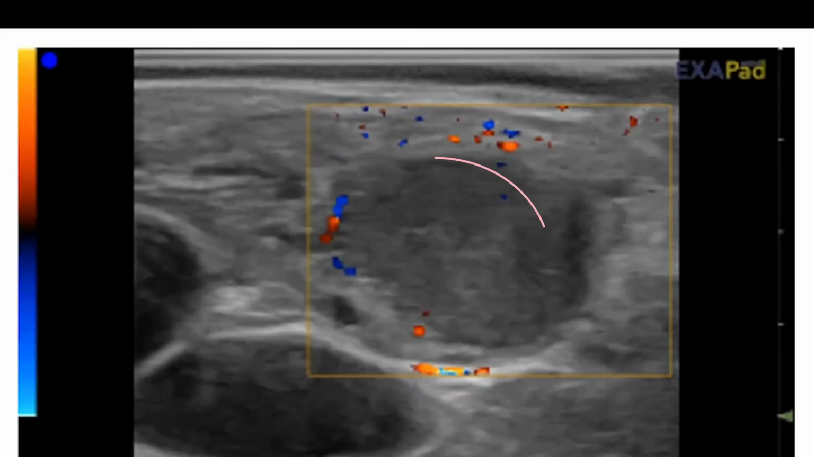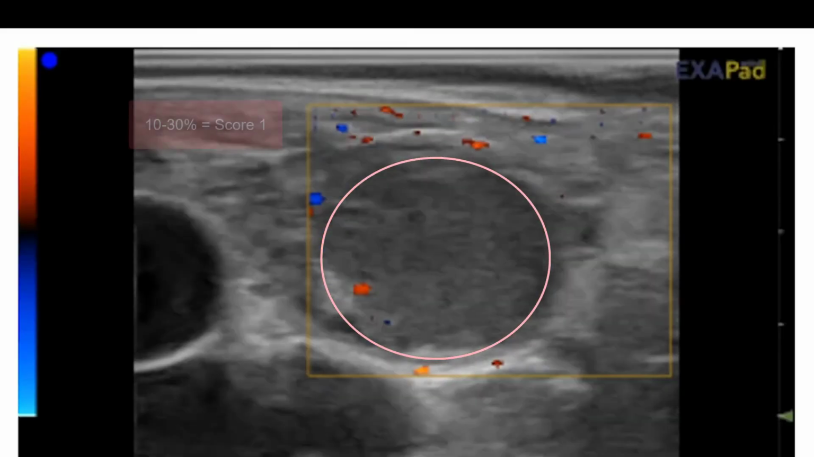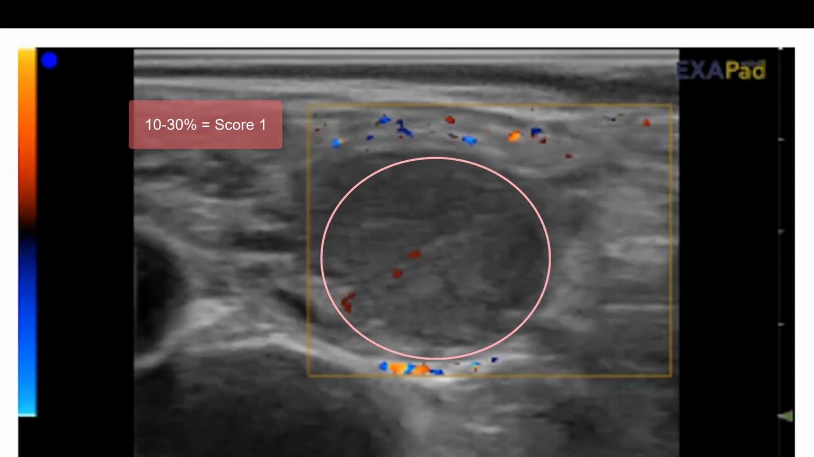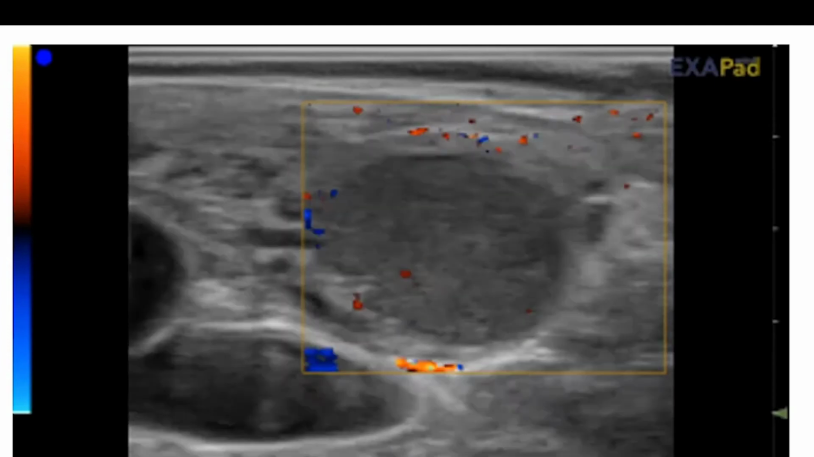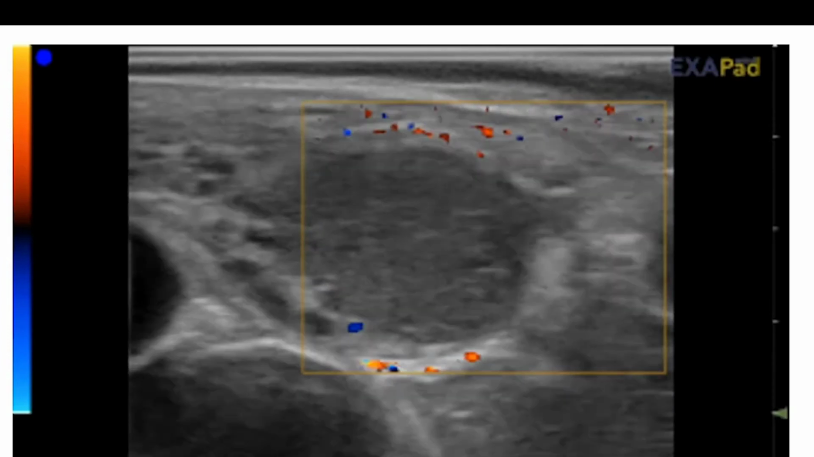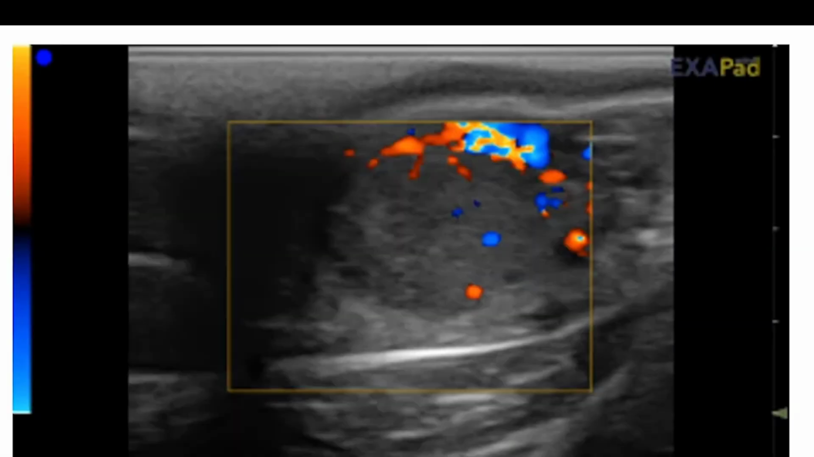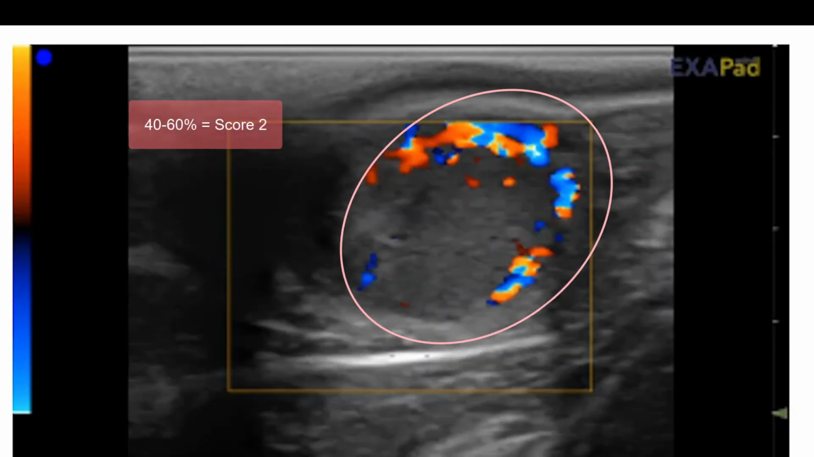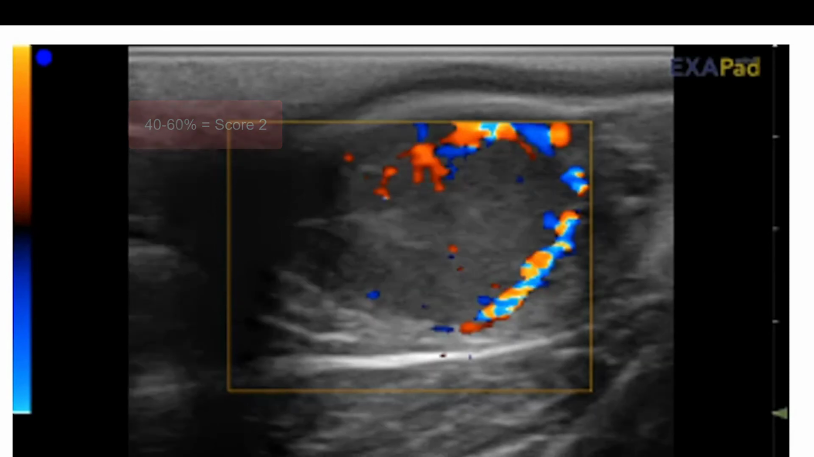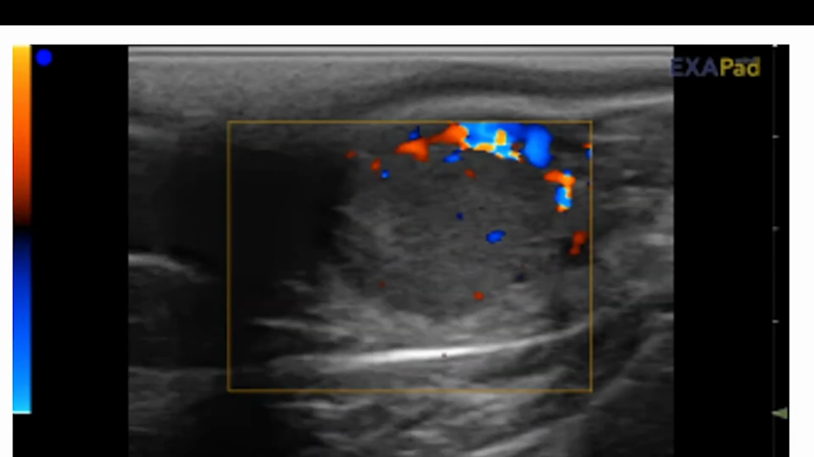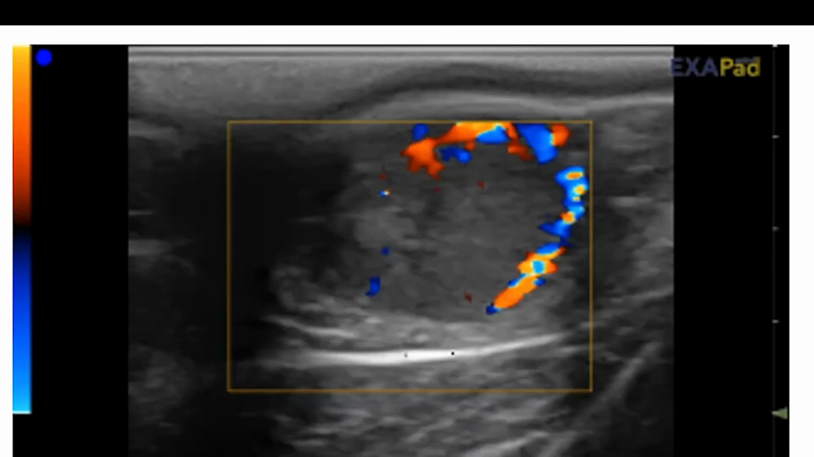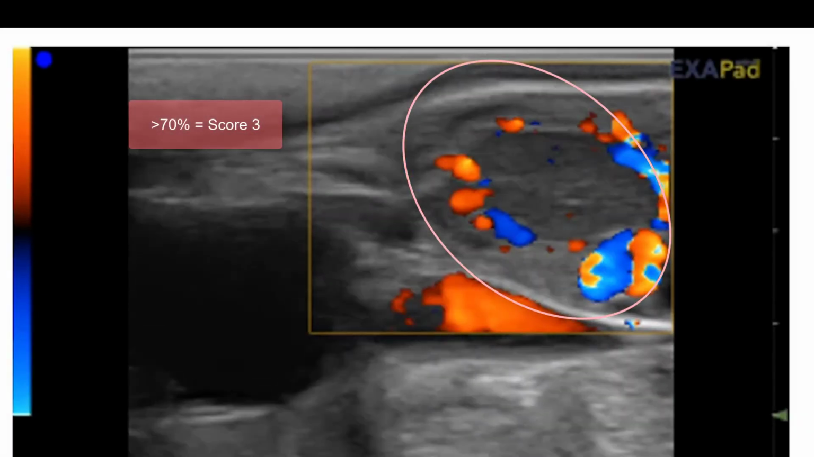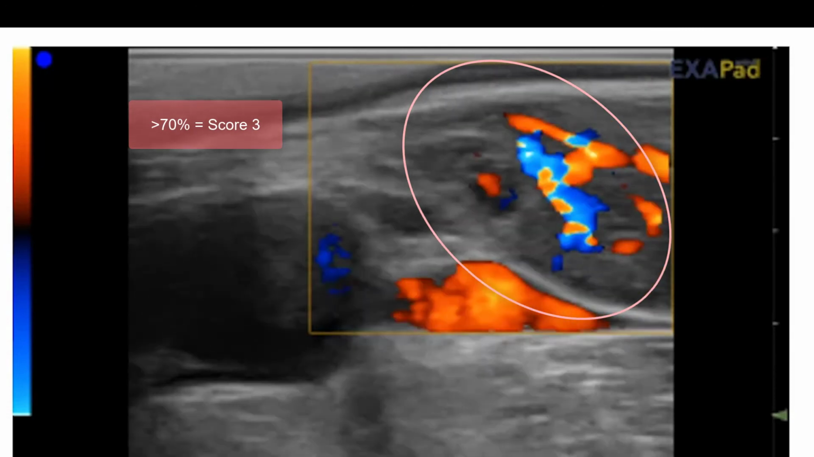If color is visualized on 10 to 30% of the CL, a score of 1 is given. If color is visualized on 40 to 60% of the CL, a score of 2 is given. And finally, if color is visualized on more than 60% of the CL, a score of 3 is given.